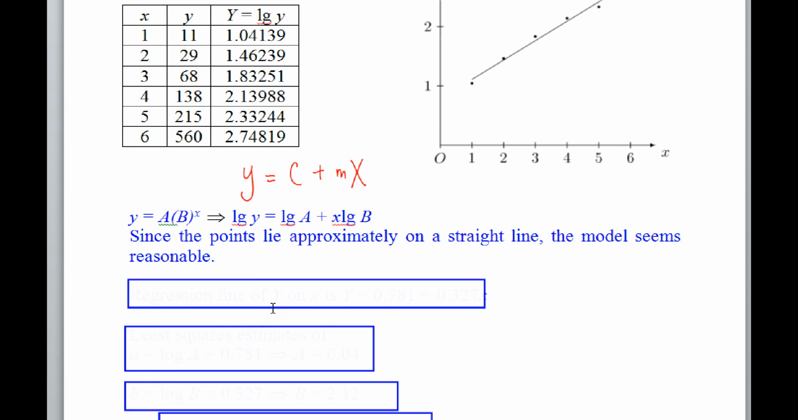Then with these data and these data, you should be able to find the regression line of log y on x.